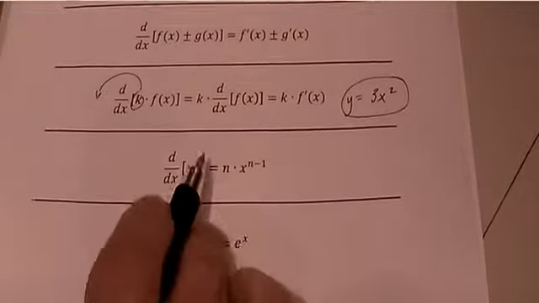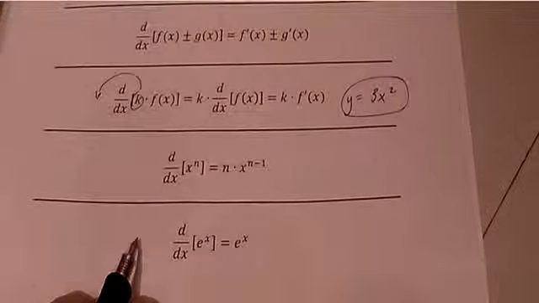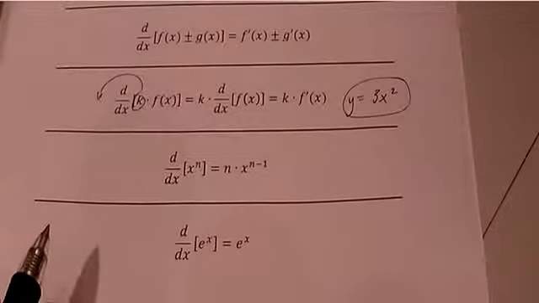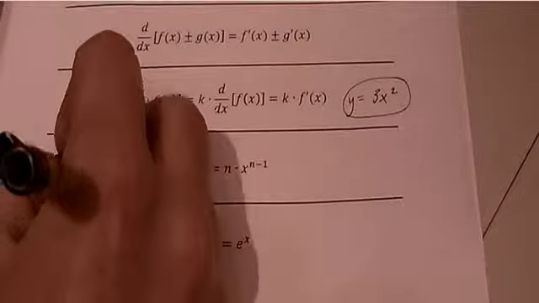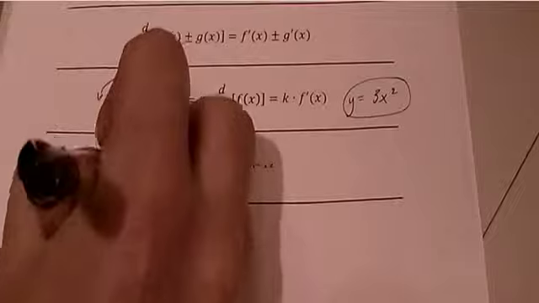Now these two are really the meat of 3.1. These are the ones that might take you a few seconds to get your mind around. This one has a special name. It's called the power rule.